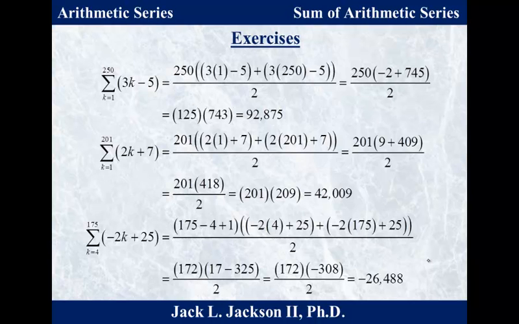Well, we figure the first term by plugging in the lowest number, k equals 1. 3 times 1 minus 5 is negative 2. We get the last term by plugging in k equals 250. 3 times 250 is 750 minus 5 is 745. And so we get the first term is negative 2, last term is 745.